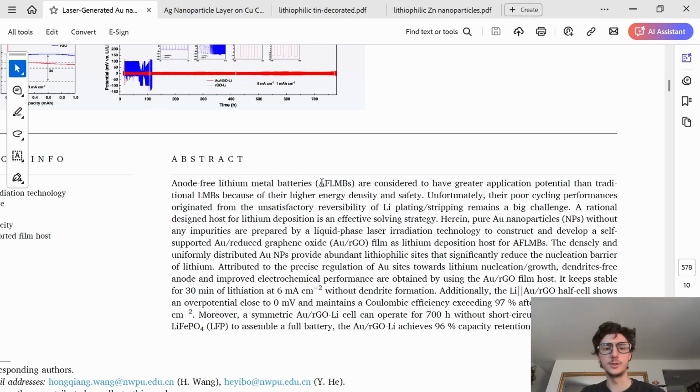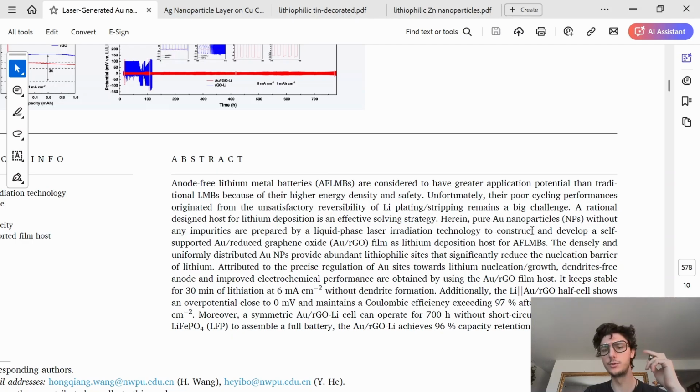Anode-free lithium metal batteries, AFLMBs, are considered to have greater application potential than traditional lithium metal batteries because of their higher energy density and safety. Unfortunately, their poor cycling performances originated from the unsatisfactory reversibility of lithium plating/stripping remains a big challenge. A rationally designed host for lithium deposition is an effective solving strategy.